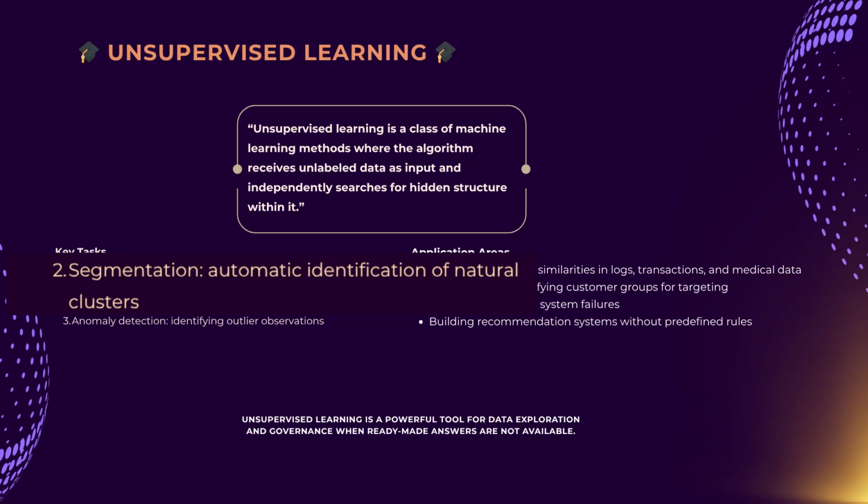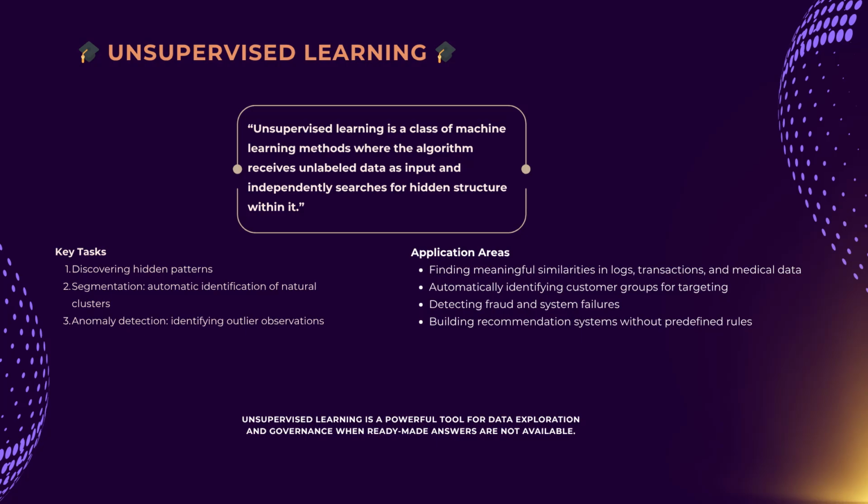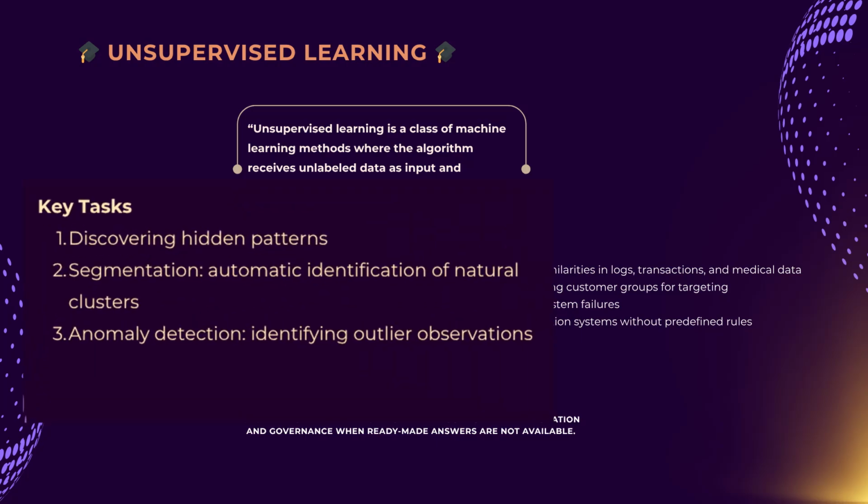And finally, we search for anomalies, those outlier observations that may indicate failures, fraud, or, conversely, new opportunities. A single atypical case can lead to critical discoveries or help prevent serious problems. It is precisely the combination of these three scenarios, pattern discovery, segmentation, and anomaly detection, that makes unsupervised learning a powerful tool for exploring and managing data when we do not have ready-made answers to all our questions.